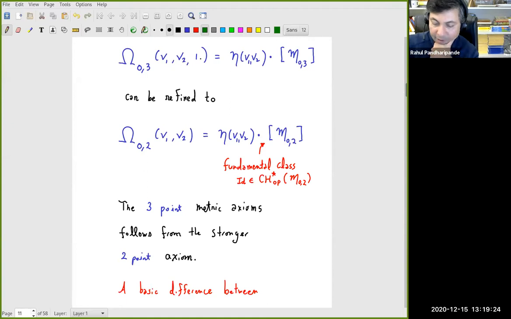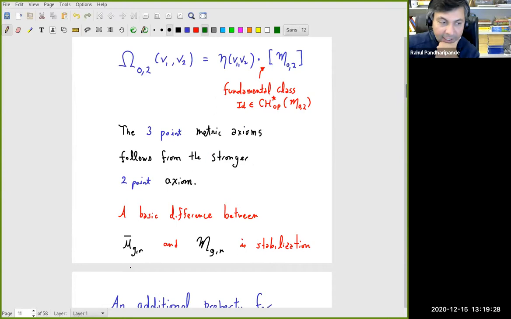And the 3-point one follows from the 2-point axiom. The basic difference between Deligne-Mumford and Artin is the issue of stabilization, meaning that in the Deligne-Mumford case there is stabilization in the unit axiom, and here there's no stabilization. We don't stabilize.